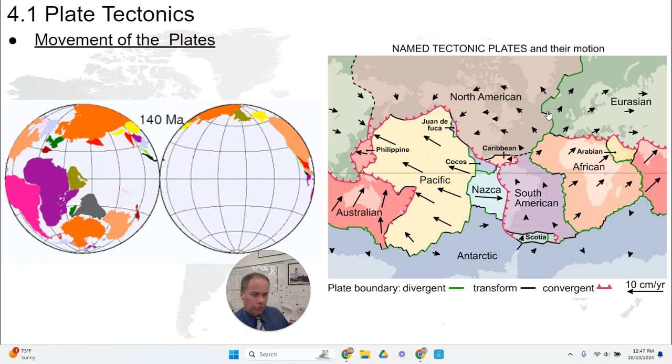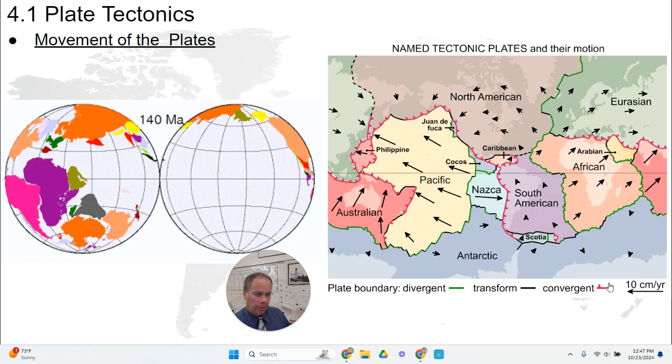The transform boundaries, where the plates are moving next to each other, are in black here. One area we see that is the Juan de Fuca plate, which is up here. And we have an area along our west coast of North America where we have frequent earthquakes because of this transform boundary that we see.